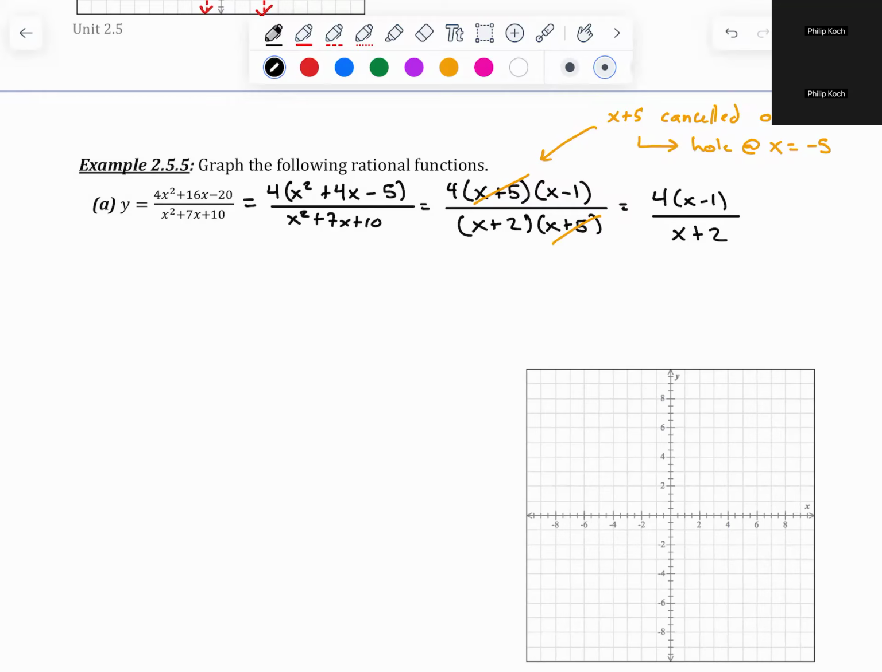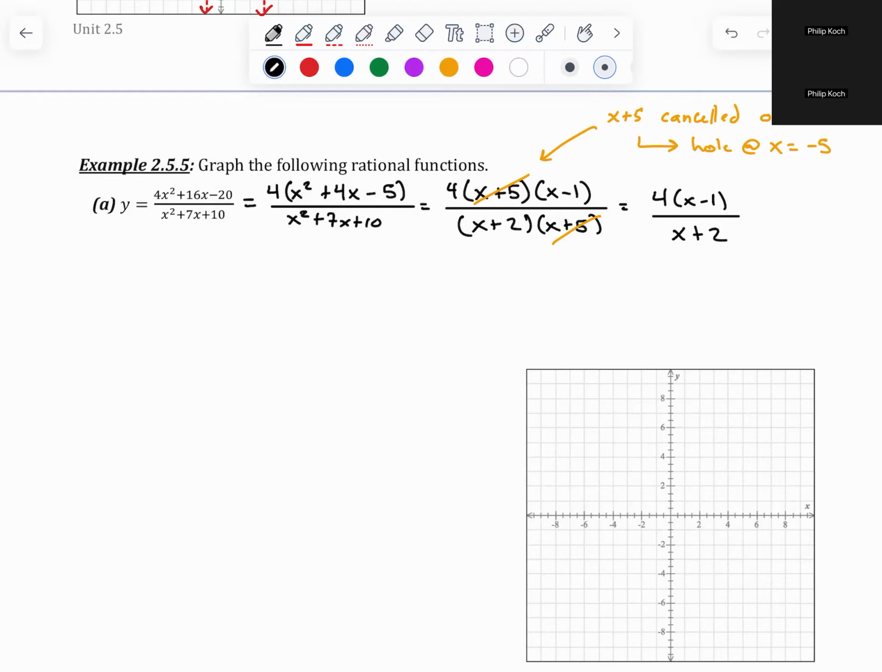It does factor to 4 times x plus 5 times x minus 1. You want to find 2 numbers that multiply to -5, and the same 2 numbers need to add to 4. That would be 5 and -1. Similarly for the denominator, and therefore the x plus 5s cancel out. And since the x plus 5s completely cancel out, that means there's going to be a hole where that factor equals 0. So x plus 5 equaling 0 means that you have a hole at x equals -5. So that's our new denominator.